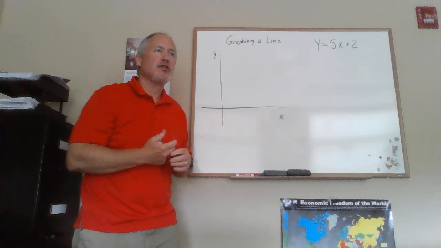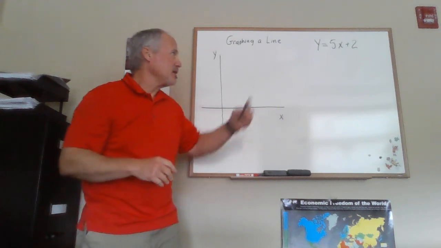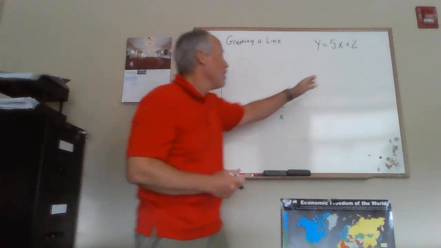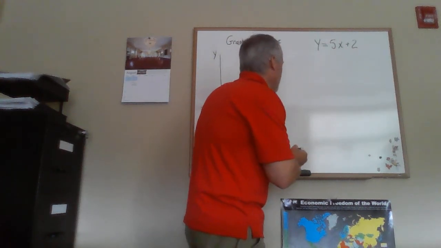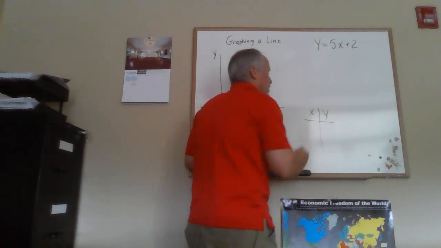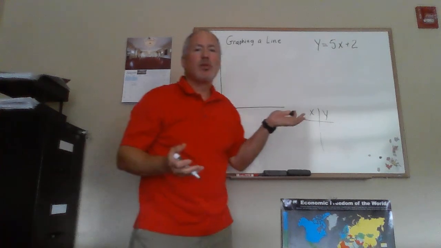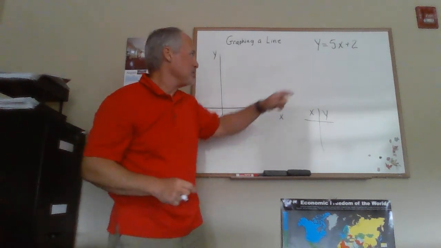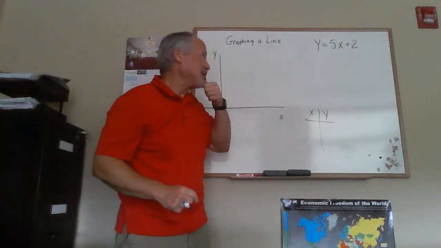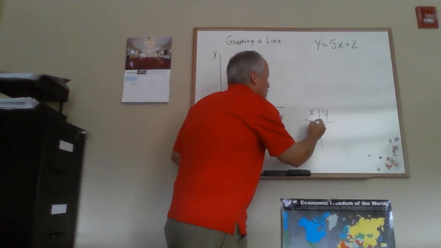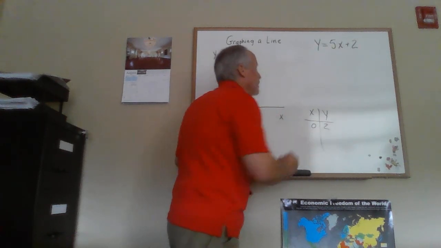Just pick some values for x, plug them into the function, and figure out what the value of y must be. Then we'll make a little chart of them, and then we'll graph them. The simplest one is always if you put 0 in for x, because then things reduce a lot. So if you put 0 in for x, you've got 5 times 0, that's 0, plus 2. So you get 2 for y.